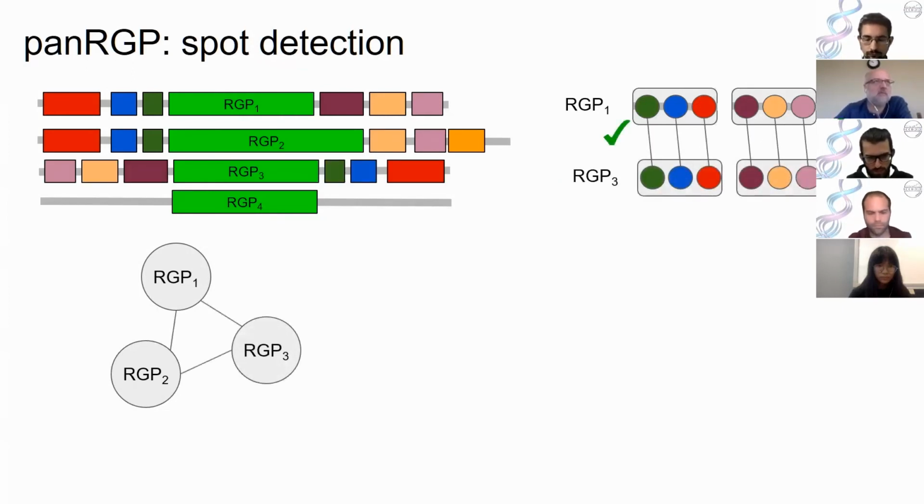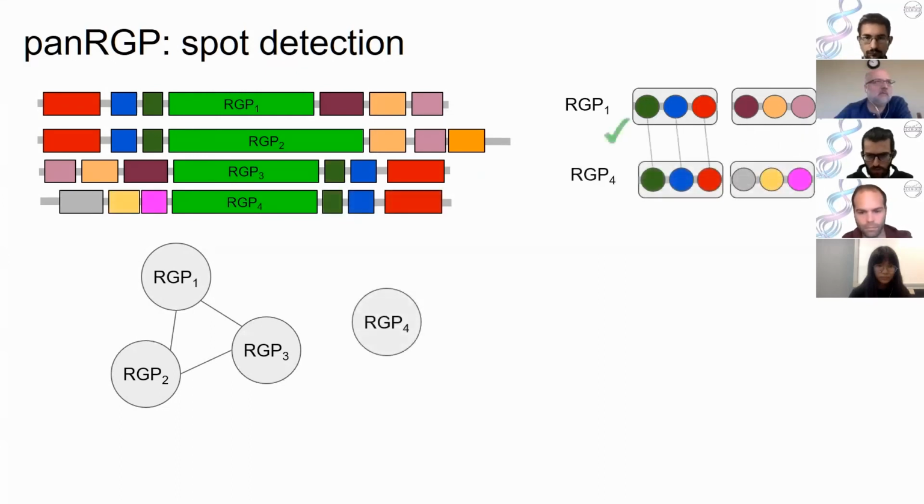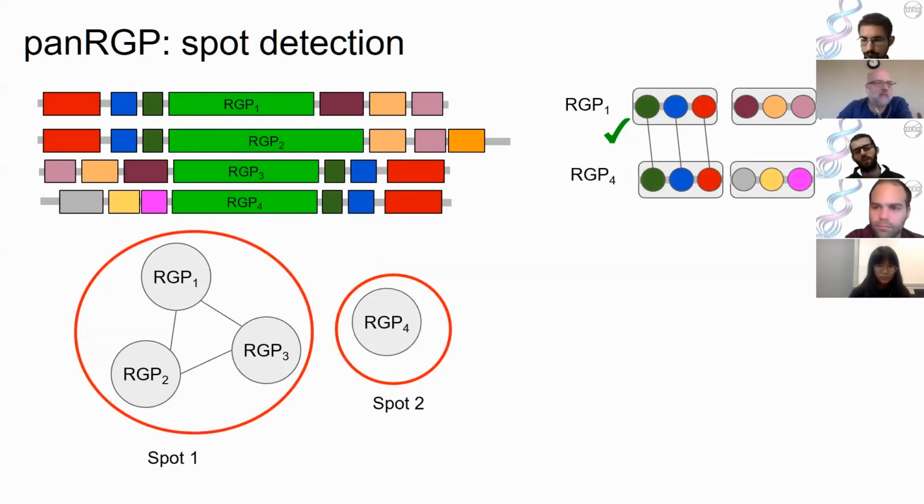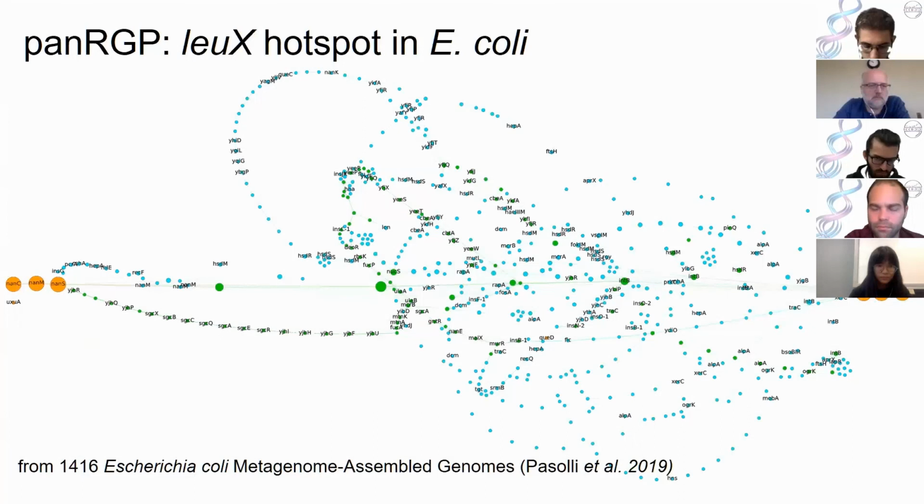We add multiple edges to the graph. If only one border matches, we do not add an edge. In the end, the connected components in the graph are the spots of insertion. As there are no reference datasets for spots of insertion, we just looked for one we knew, which is the LEX hotspot in E. coli that I showed to you earlier.